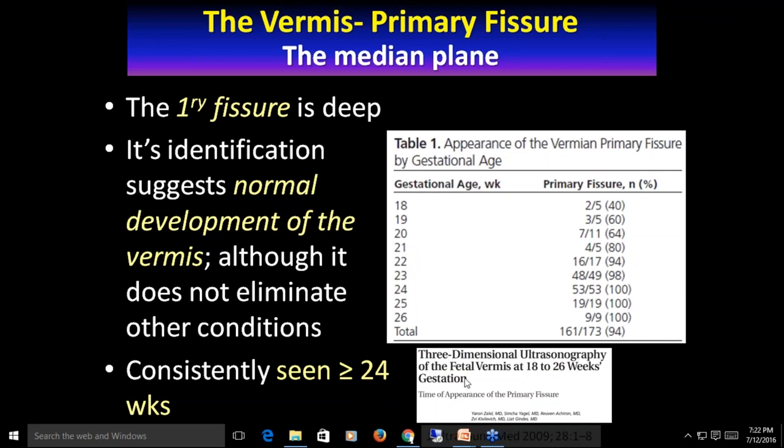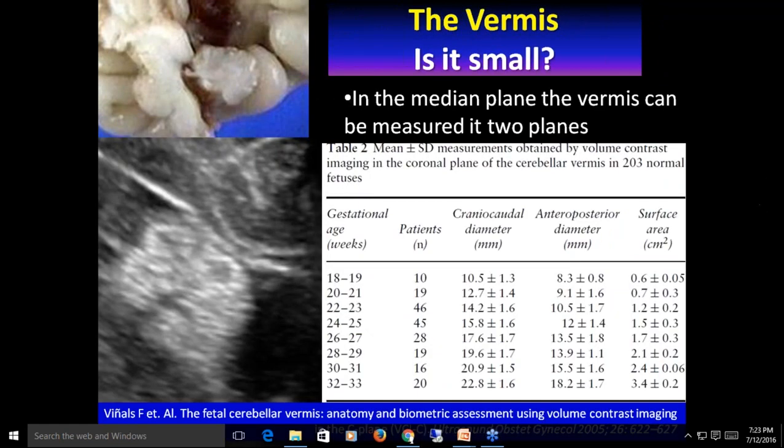In this article from the group of Salet et al., they looked at the appearance of the vermian primary fissure by gestational age, and they were able to identify it as early as 18 weeks. And as the gestational age progressed, by the time the pregnancy was 24 weeks, they were able to identify this fissure in all the pregnancies that they studied.